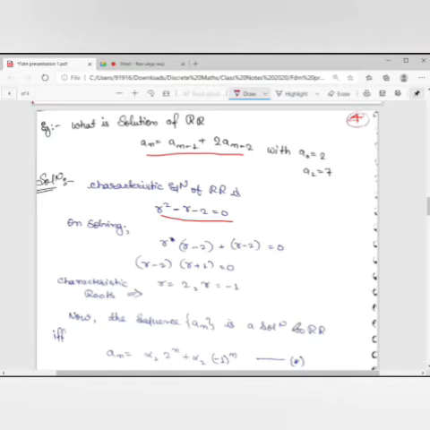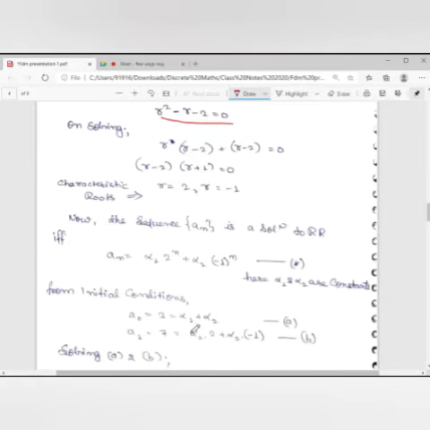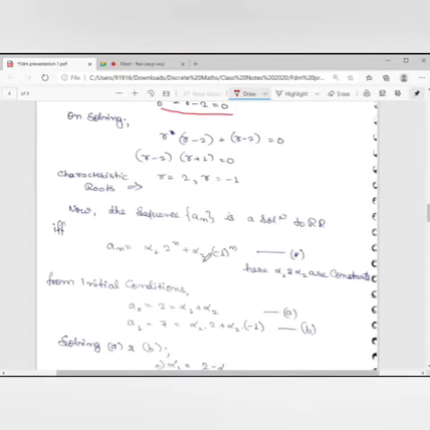Now the sequence a_n is the solution to this recurrence relation if and only if a_n is equal to alpha 1 2^n plus alpha 2 (minus 1)^n, and we have put the values of r in this equation. Here alpha 1 and alpha 2 are constants, and with the initial conditions which are given, a0 equal to 2, if we put 0 in this equation in the place of n, we will get alpha 1 plus alpha 2. And a1 equal to 7, similarly we will get a1 equal to alpha 1 into 2 plus alpha 2 into minus 1.